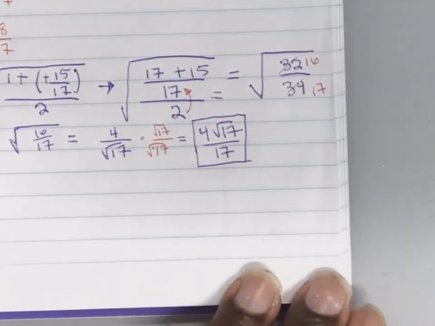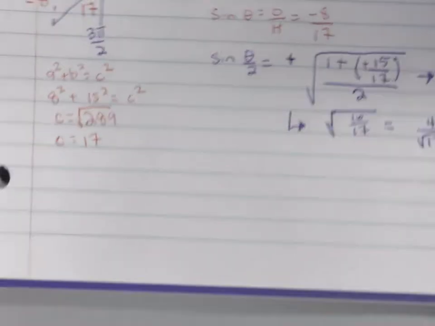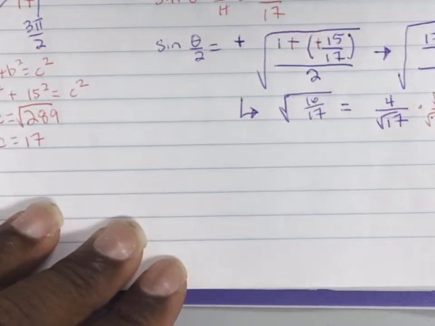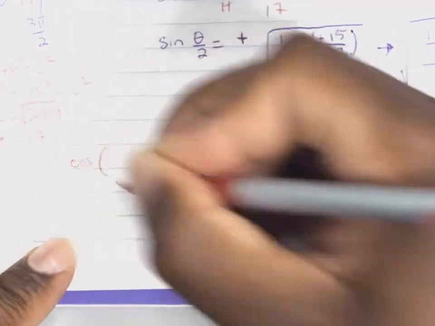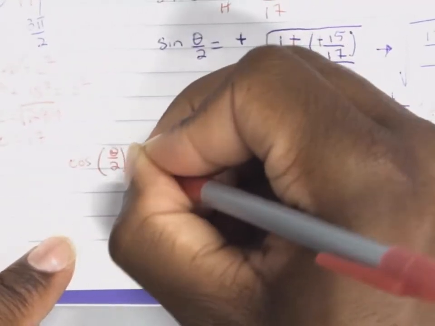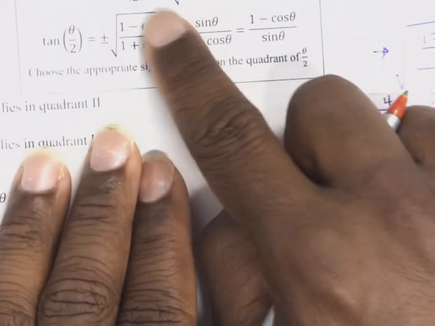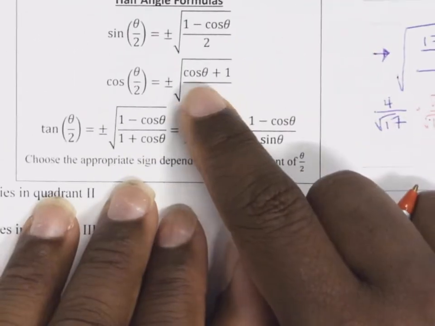Let's do cosine. Cosine half angle. That's where I do cosine squared. I'm sorry, I'm thinking about double angle. So I'll just do cosine plus 1 divided by 2.